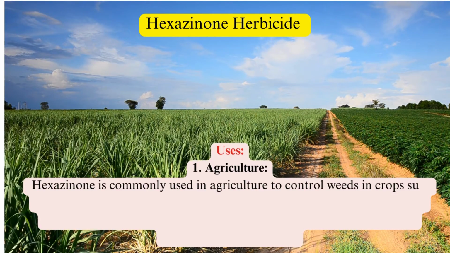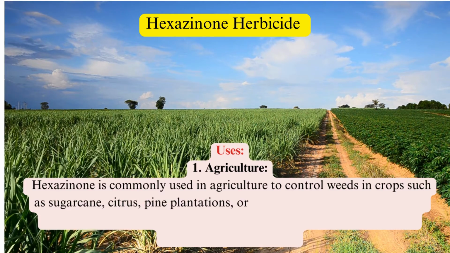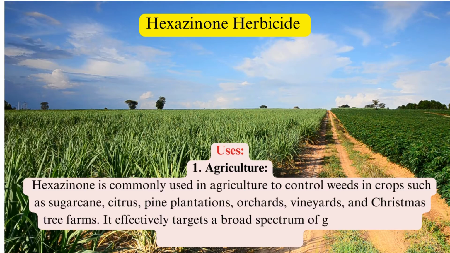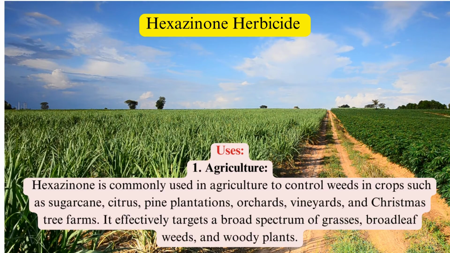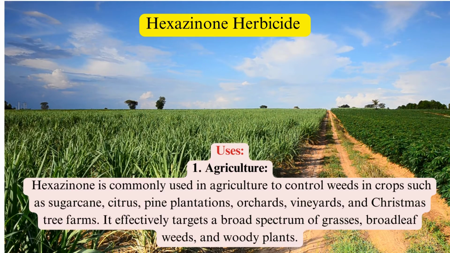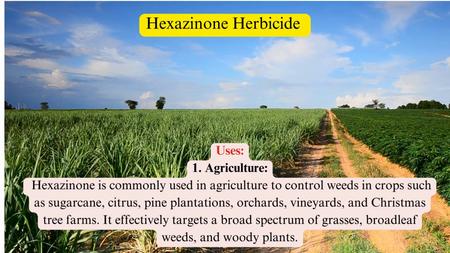Uses. 1. Agriculture. Hexazinone is commonly used in agriculture to control weeds in crops such as sugarcane, citrus, pine plantations, orchards, vineyards, and Christmas tree farms. It effectively targets a broad spectrum of grasses, broadleaf weeds, and woody plants.